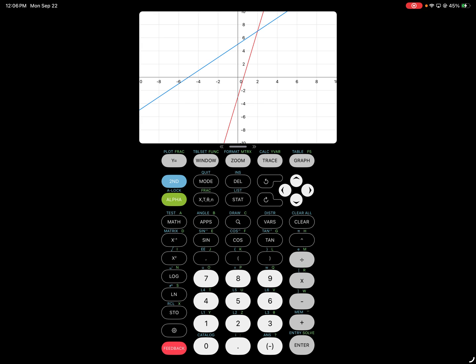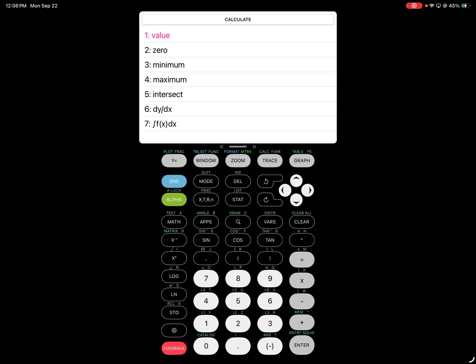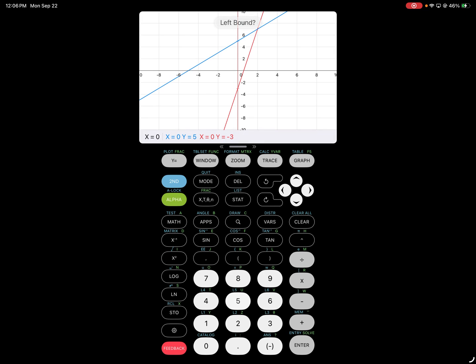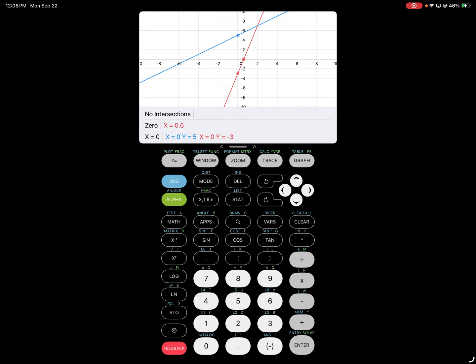Now we want to find the intersection point. Okay, so you can double check your answer on a test. You can do this. Totally fine with it. We're going to go second trace. So trace is right here. Second trace. And we want to find where those lines intersect. So we're going to hit number 5. I'm just going to enter 3 times. Second trace, number 5, enter times 3. For you guys, you only have to hit it twice.